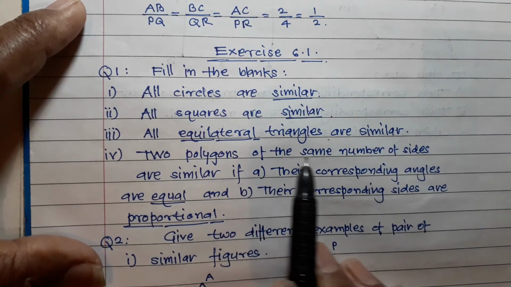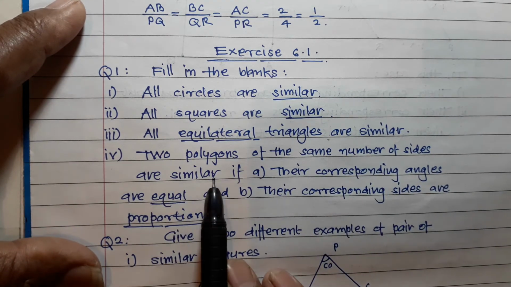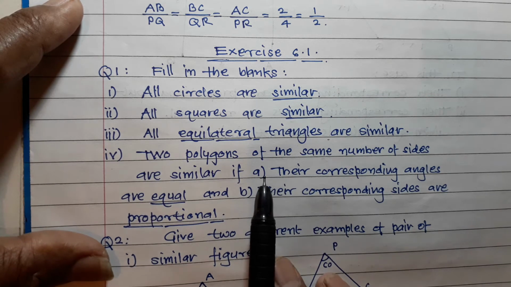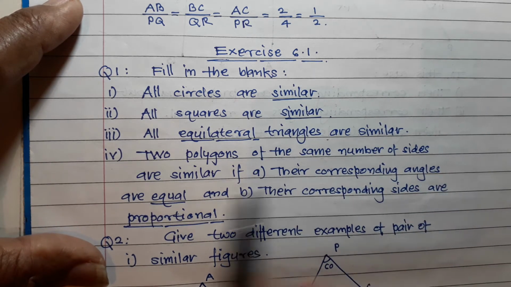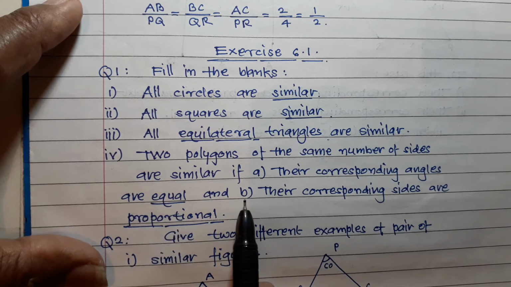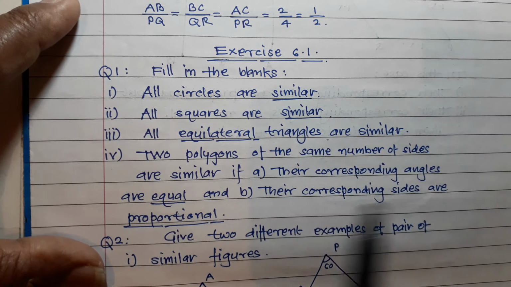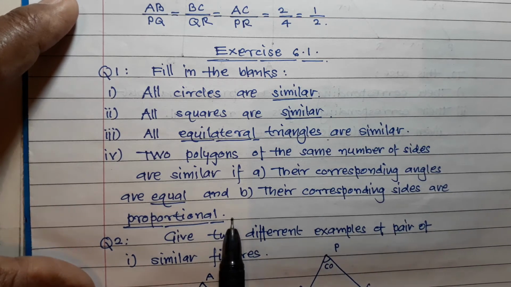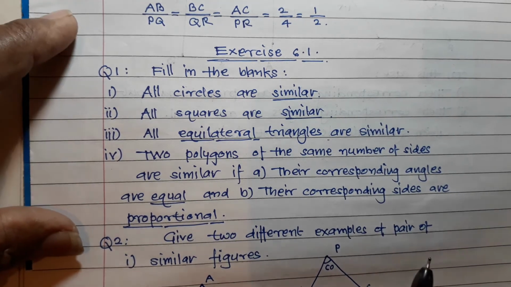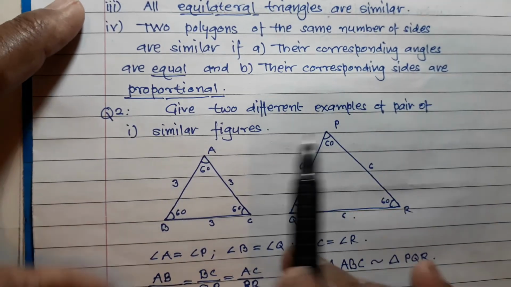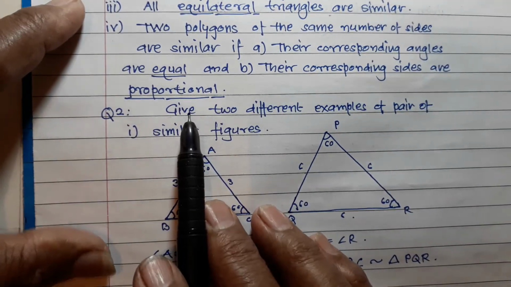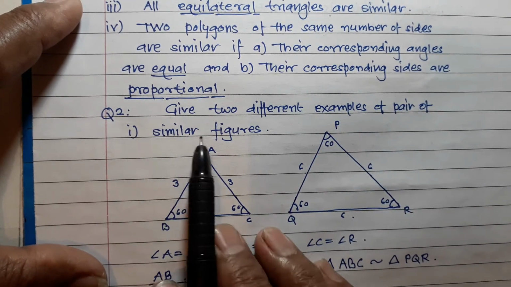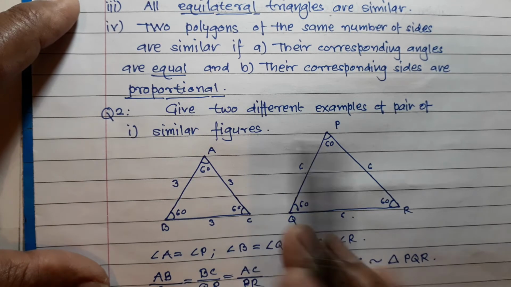Two polygons of the same number of sides are similar if (a) their corresponding angles are equal and (b) their corresponding sides are in proportion or proportional. Okay, question number 2. Give two different examples of pair of similar figures.